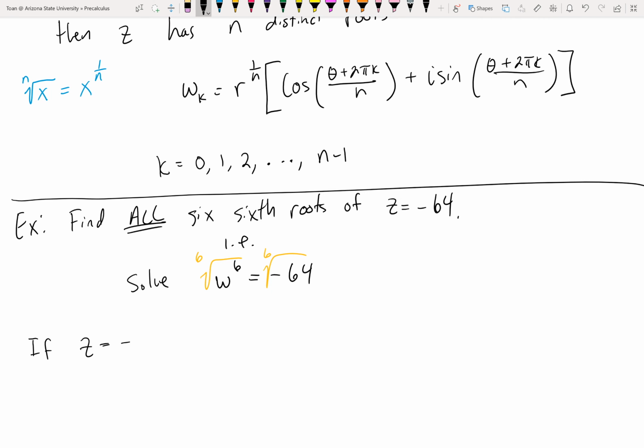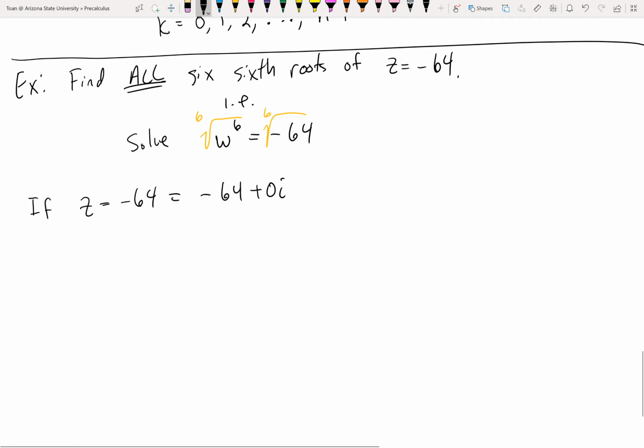If z equals negative 64, remember, everything's in standard form, so that's the same thing as negative 64 plus 0i. I hope it doesn't take a lot of thought to know that r is 64 and theta is pi radians. Now, how did I do that without writing any math down? Did I do Pythagoras' theorem and the inverse tangent really quickly in my mind? No. Here's a little quick trick.